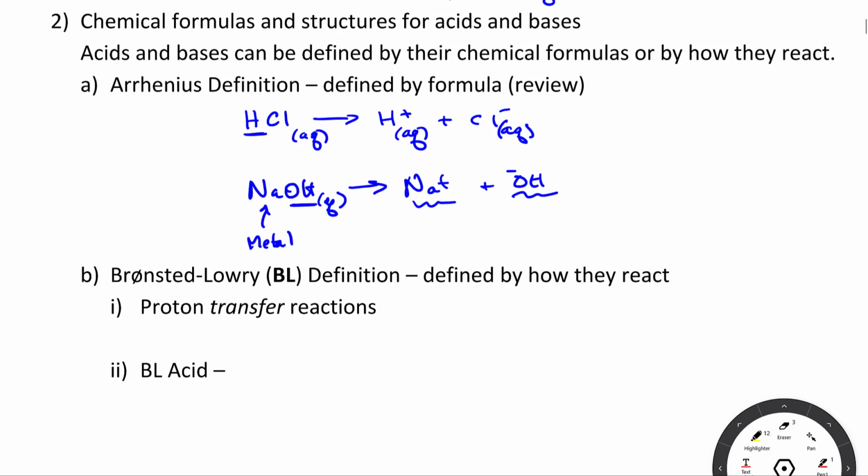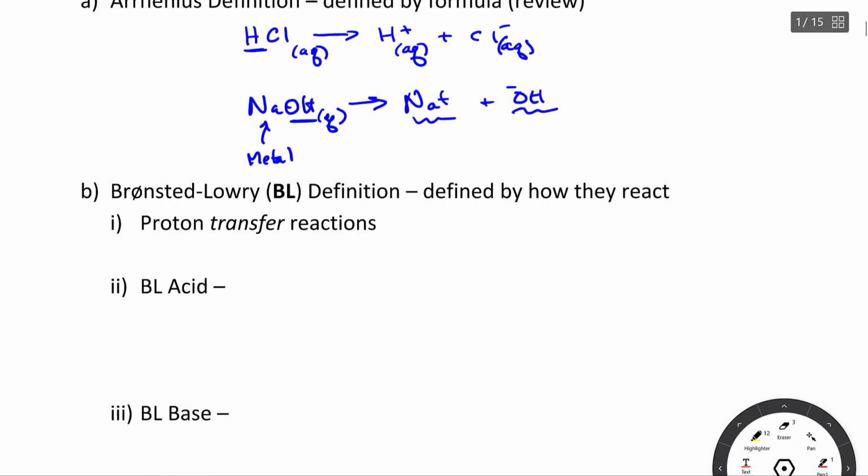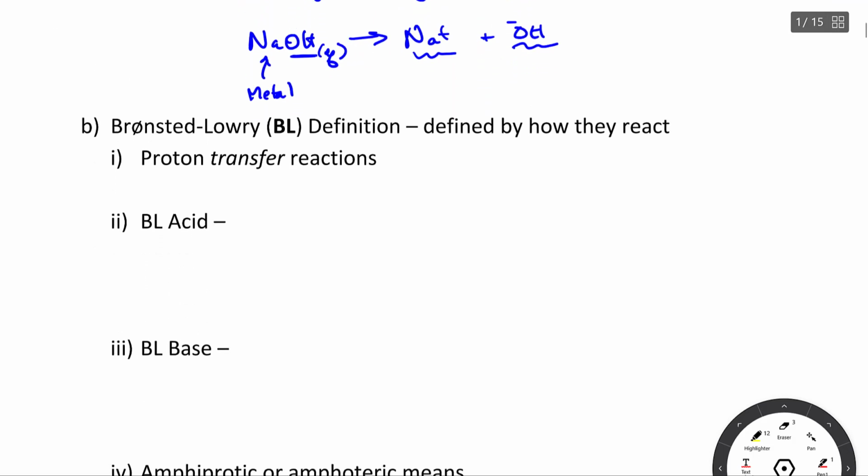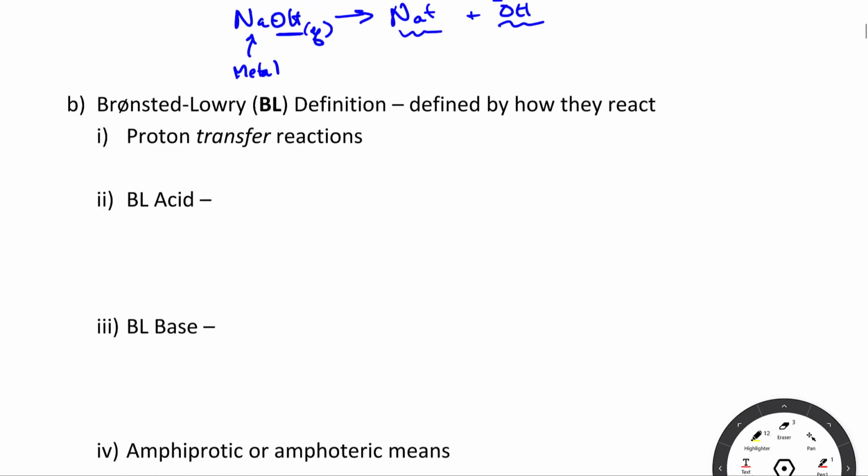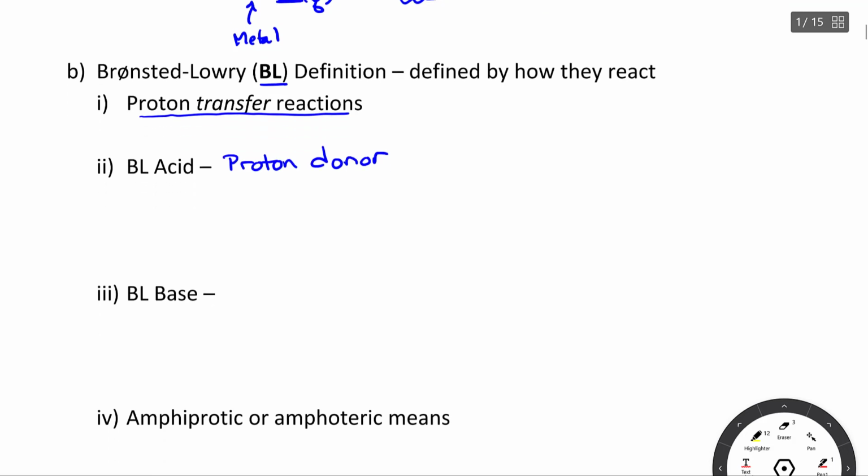Now, a broader definition of acids and bases is called the Bronsted-Lowry theory, and this is a proton transfer reaction. I'll show you what those are, but in terms of definitions, a Bronsted-Lowry acid is a proton donor. And if it accepts the proton, that's what we call the base. So this is a proton acceptor.